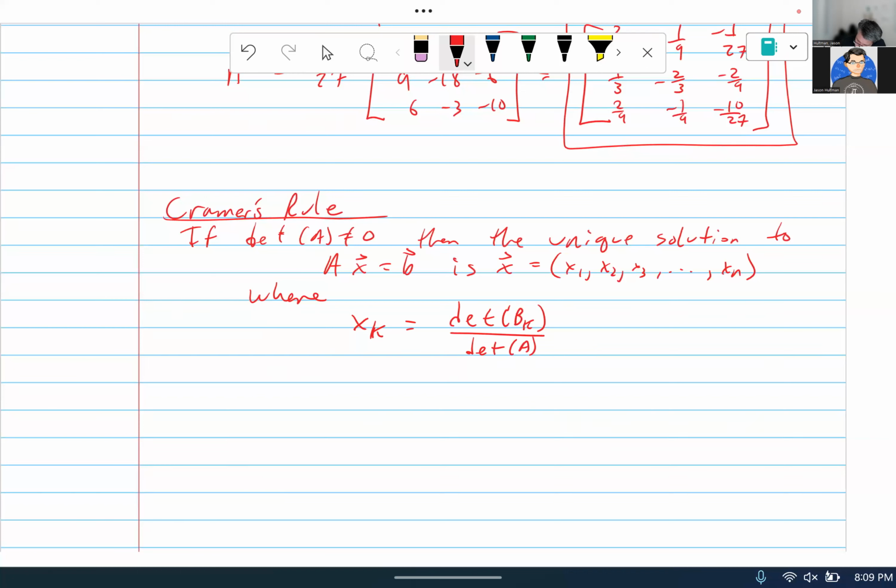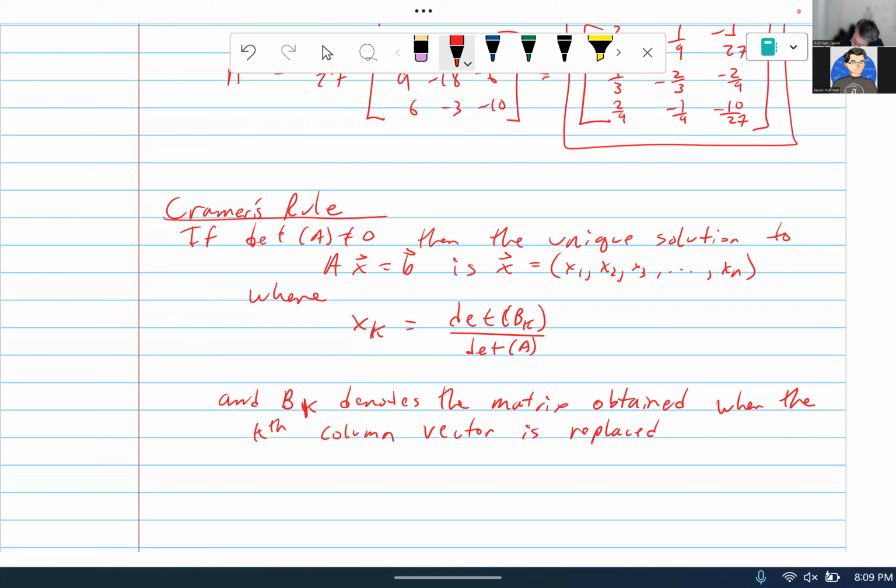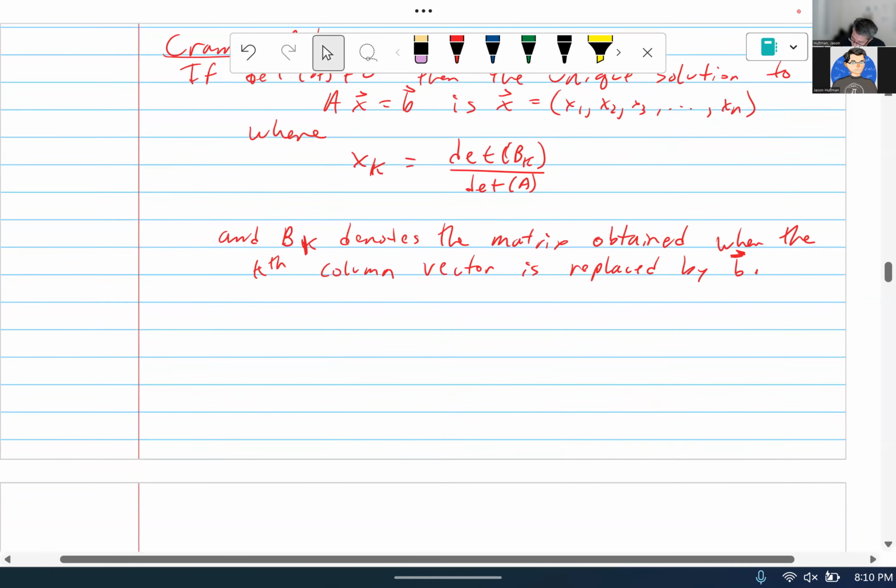So what's B sub k? B sub k denotes the matrix obtained when the kth column vector is replaced by the constant vector, by B. So B sub k is the matrix obtained when we replace the kth column by the constant vector B. Let's do an example of Cramer's rule here.